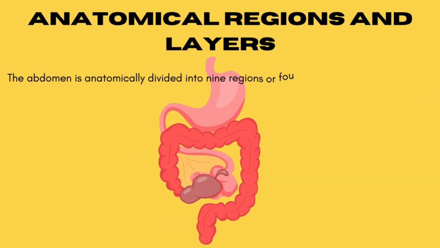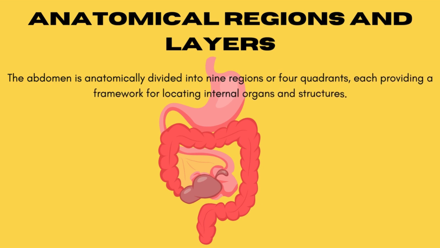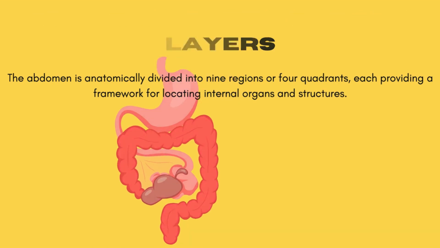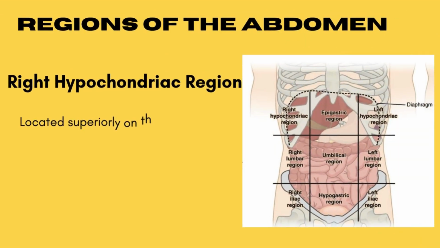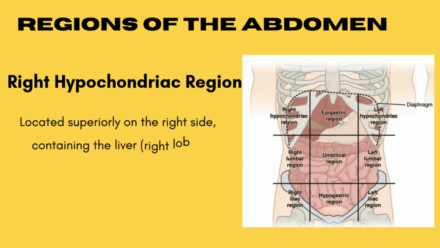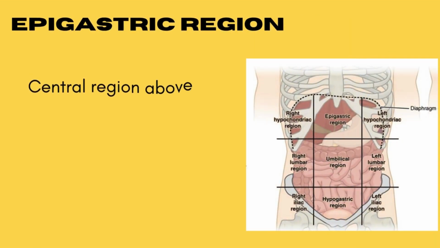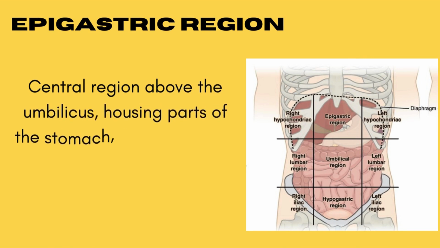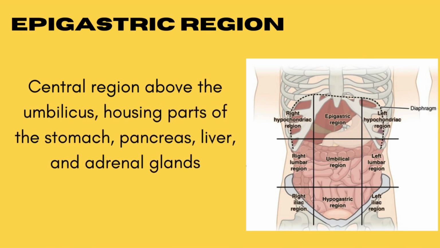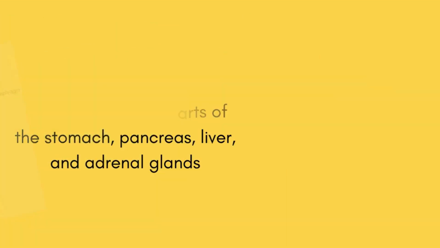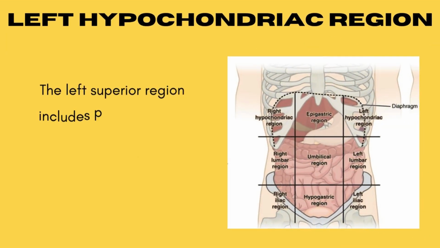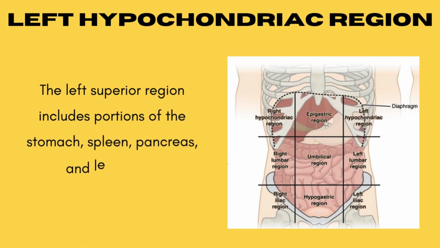The abdomen is anatomically divided into 9 regions or 4 quadrants, each providing a framework for locating internal organs and structures. Regions of the abdomen. Right hypochondriac region. Located superiorly on the right side, containing the liver, right lobe, gallbladder, and parts of the right kidney. Epigastric region. Central region above the umbilicus, housing parts of the stomach, pancreas, liver, and adrenal glands.